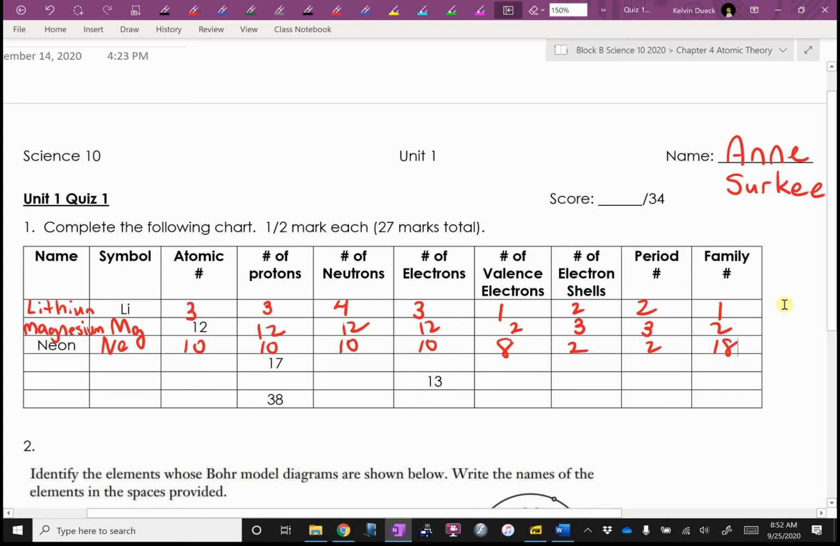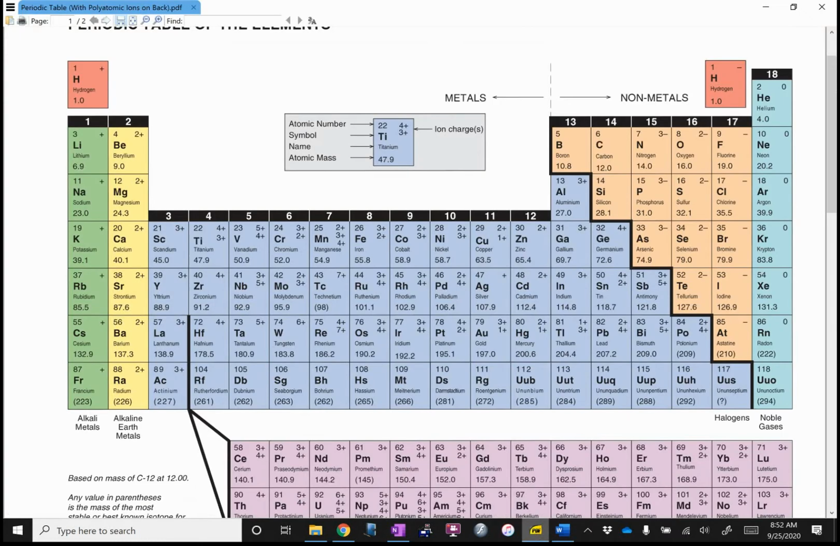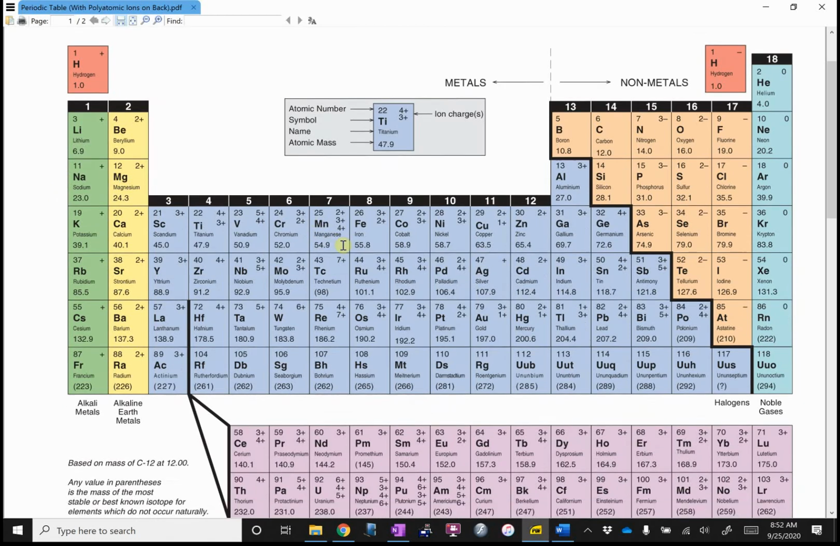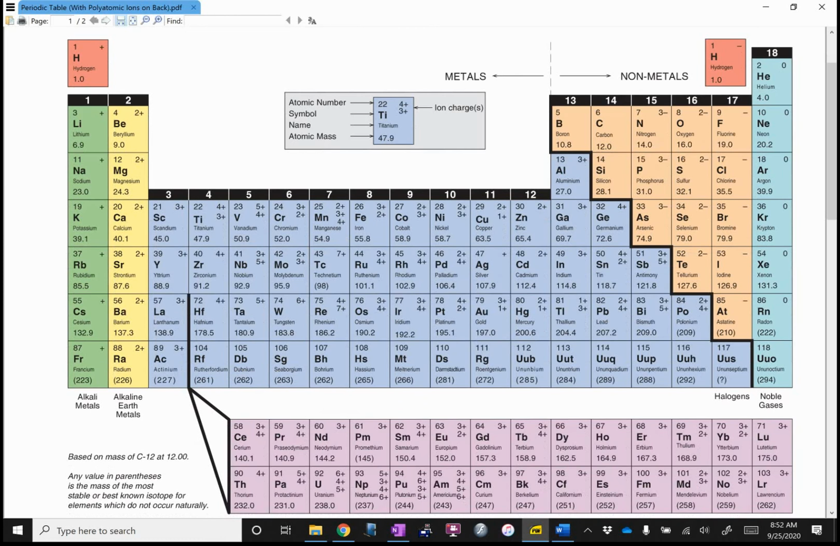Why does magnesium have what? 1, 2, 3. There's magnesium. By the way, you've got to be careful. Magnesium and manganese kids always get mixed up, and so do I if I'm not careful.